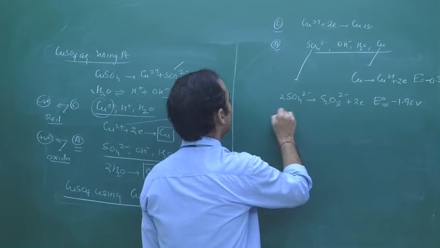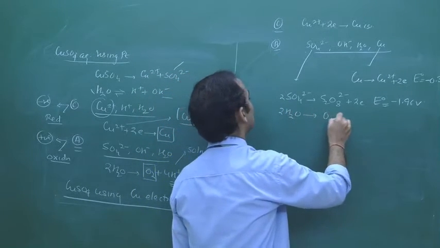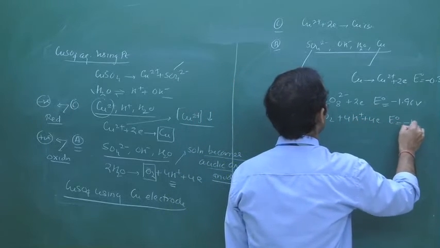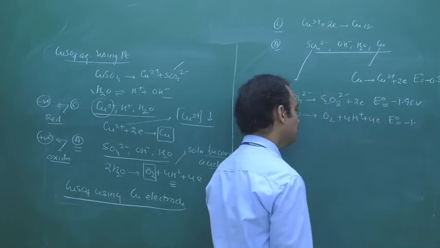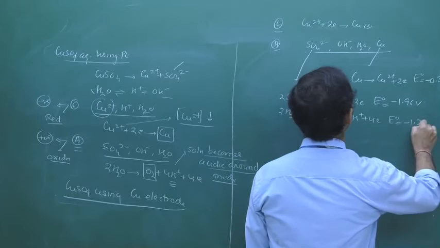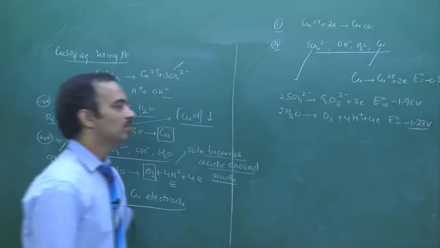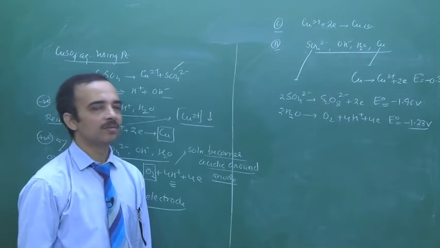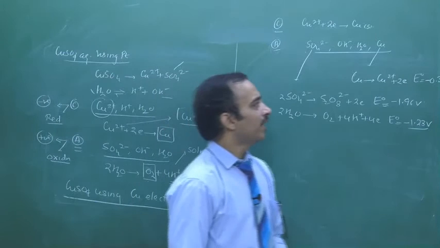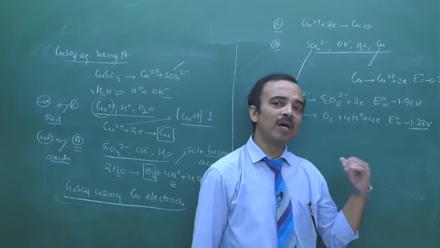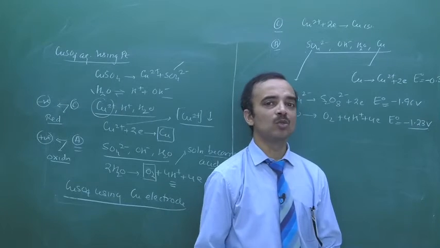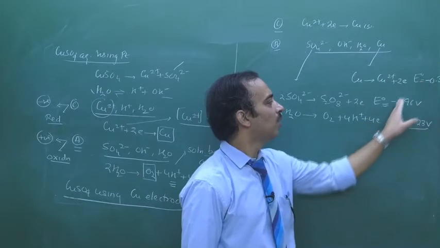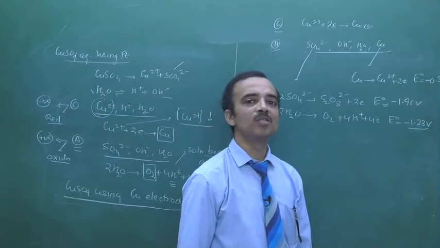Now for water, E naught is minus 1.23 volt. These values I have taken from the electrochemical series. Now, the one having maximum E naught OP among them will get oxidized in preference to the other. You can see the oxidation potential of copper is maximum among all these, so copper will be oxidized preferentially.